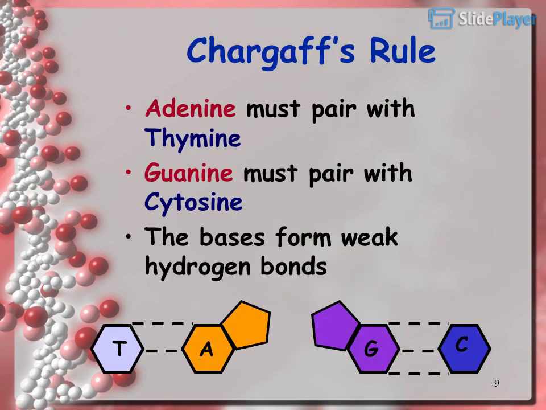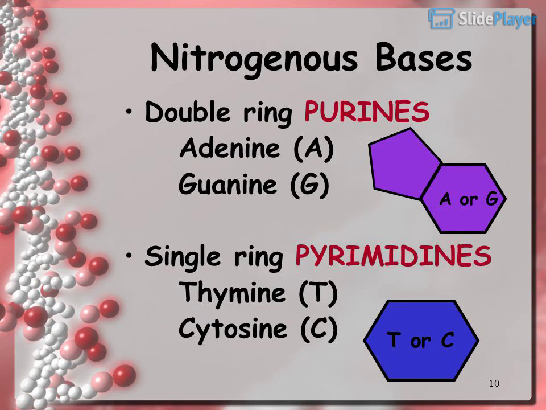Chargaff's rule: adenine must pair with thymine. Guanine must pair with cytosine. The bases form weak hydrogen bonds. Nitrogenous bases: double-ring purines, adenine (A) and guanine (G). Single-ring pyrimidines, thymine (T) and cytosine (C).